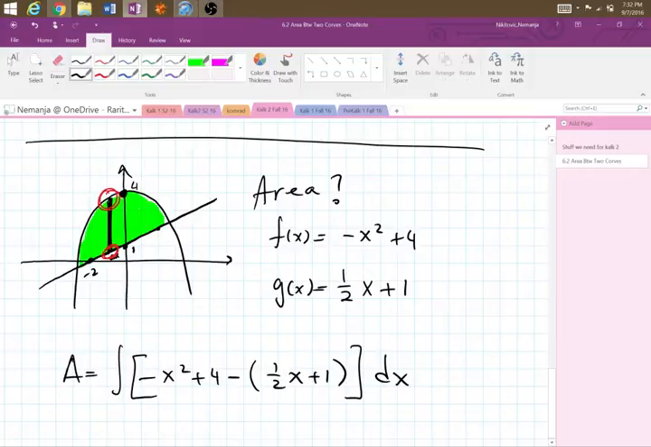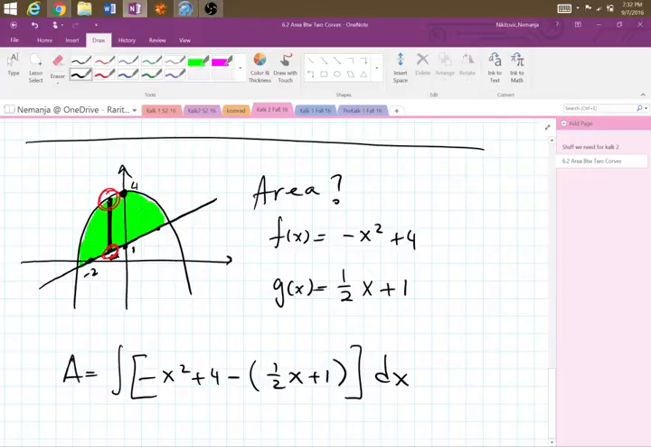One crucial problem here. What are the limits of integration? What are the a and b? And how do we find them? Very good, intersection of the two. Now, how do I use the concept of intersection to find the a and b? Set what equal to each other?